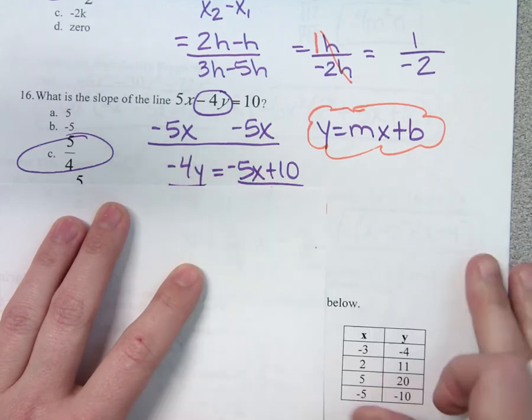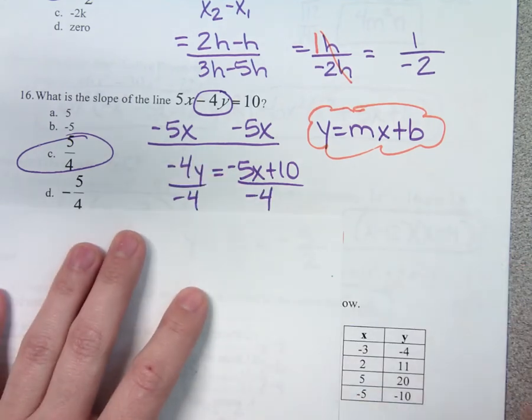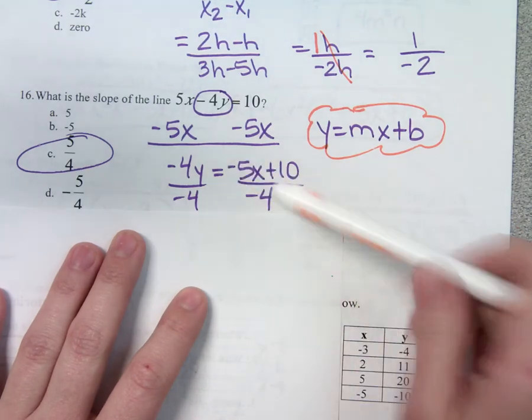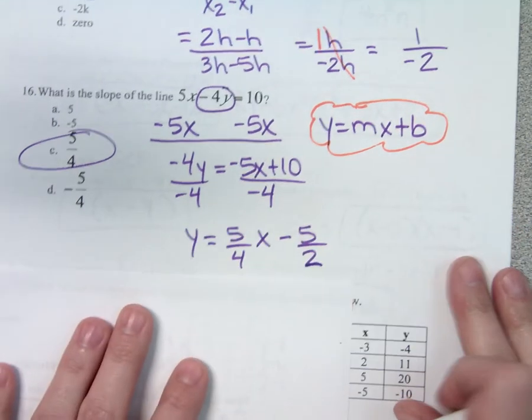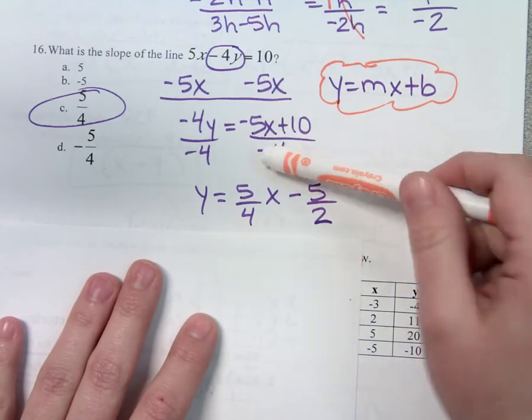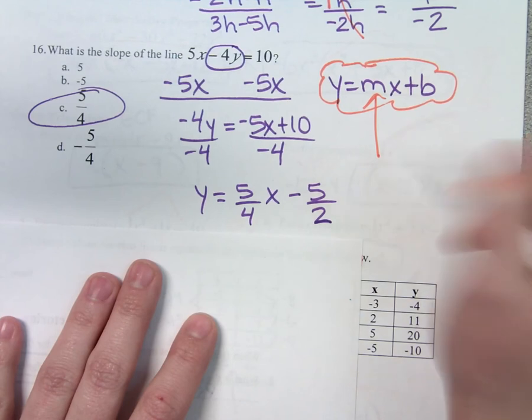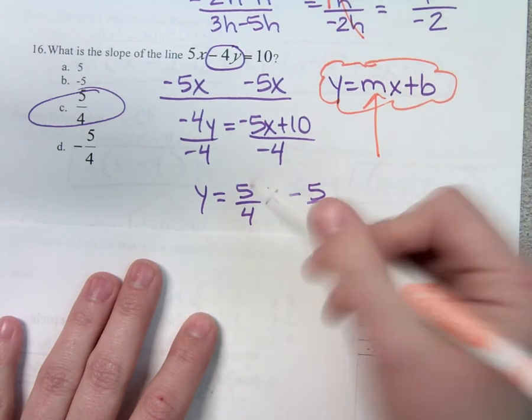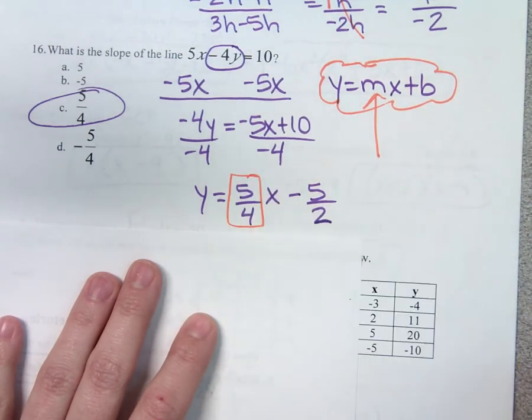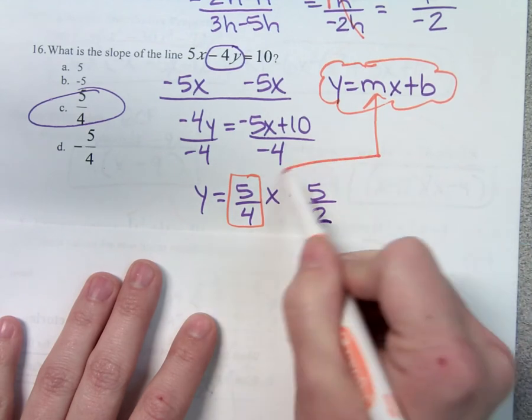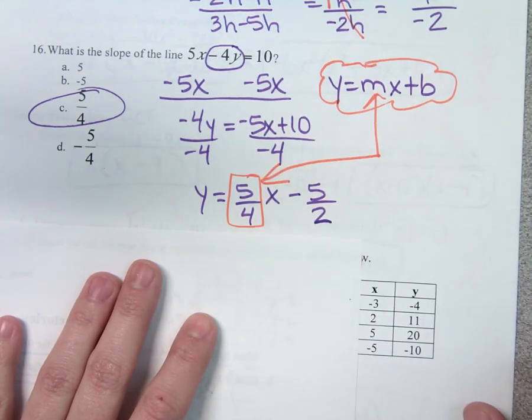And then I undo multiplication with division. So I divide both sides by negative 4. And then a negative divided by a negative makes a positive 5/4, and 10 divided by negative 4 makes a negative 5/2. Remember, slope is the number that's smushed up against the x, so the slope is the 5/4. Answer choice C.